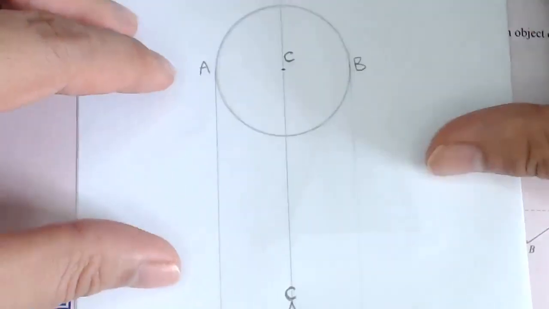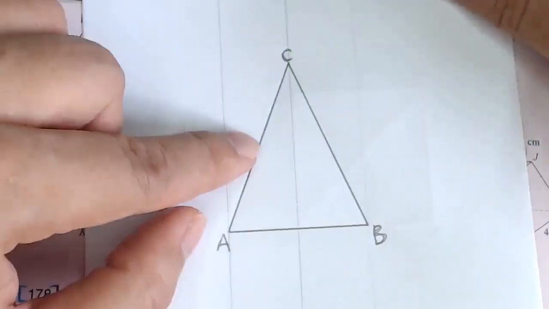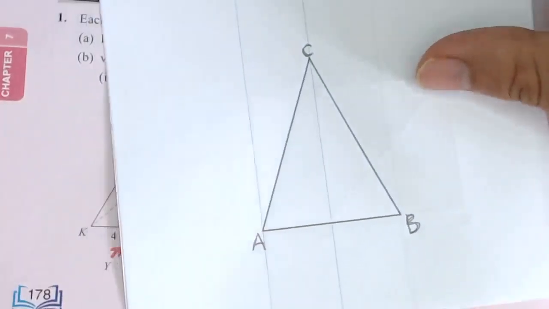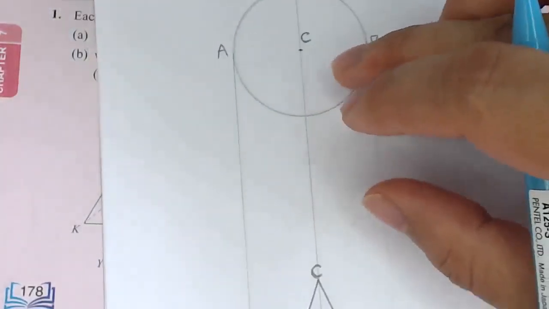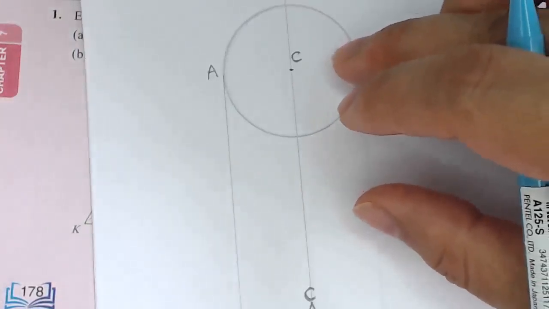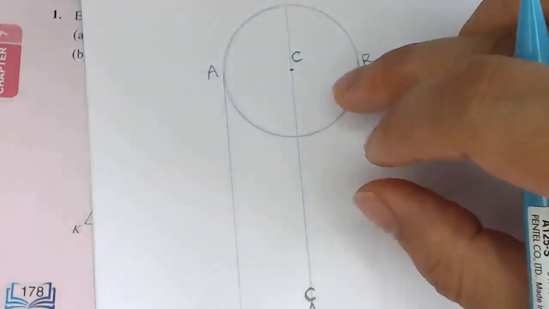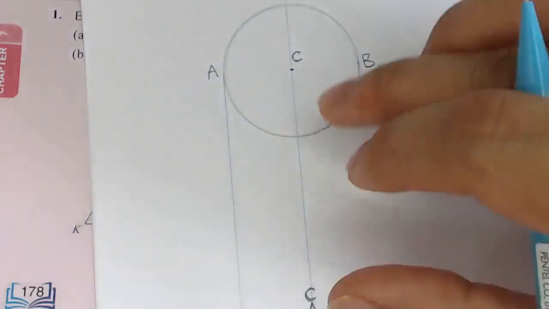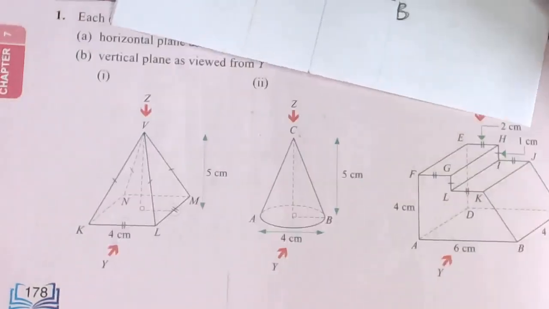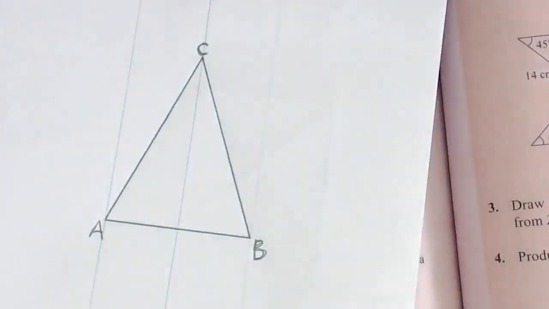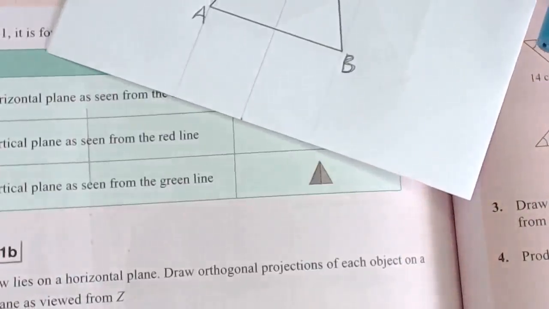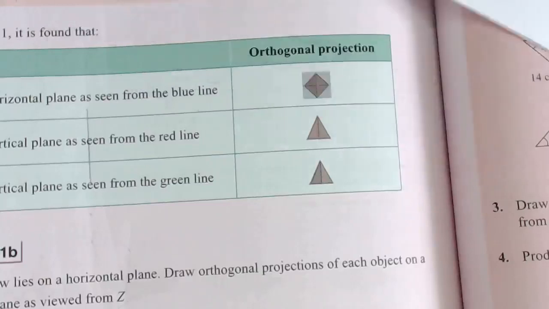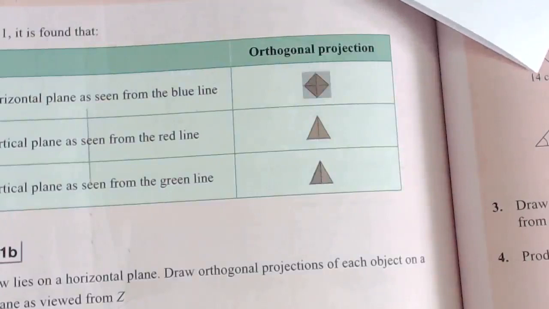Okay, this is how you do the orthogonal projection. You get one image. You can make another orthogonal projection to make the next image. They will help each other to construct all the three viewing directions. There is Z, Y, and X. X, Y, Z.